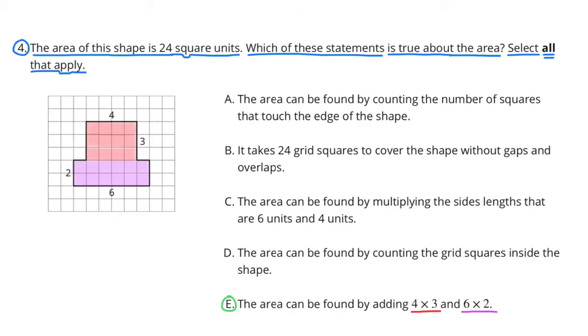E applies because the area can be found by adding 4 times 3 and 6 times 2. It's kind of like what I was talking about in example C, multiplying the base times the height of quadrilaterals. I've identified 2 quadrilaterals within this shape, one with dimensions of 4 times 3, and the second one with dimensions of 2 times 6. 4 times 3 is 12, and 2 times 6 is 12. 12 plus 12 is 24 units.